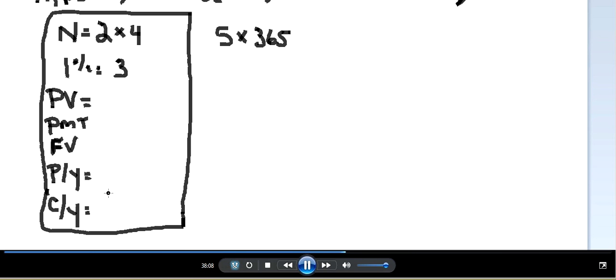P/Y and C/Y, again, depending on what the number of compounds is. So if I looked at this top number, the number of compounds, I said 2 years and compounded quarterly. Well, the 4 would go down here in the P/Y and the C/Y. The number of compounds per year. This is including the number of years with the number of compounds per year. Okay, we'll go through several examples and see how it turns out.